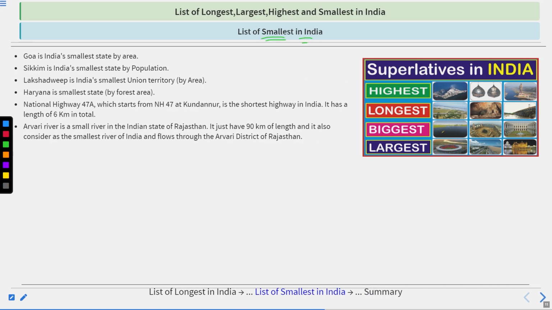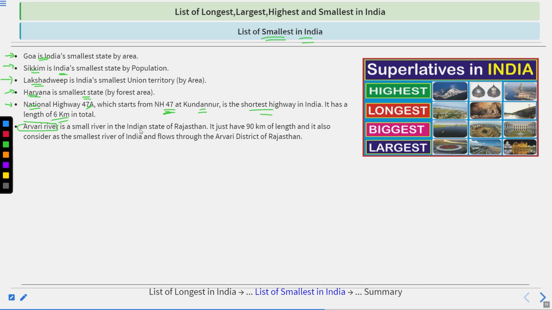Now let's have a talk on the smallest in India. Goa, the smallest state by area. Sikkim, India's smallest state by population. Lakshadweep, India's smallest union territory by area. Haryana, the smallest state in terms of forest area. National Highway 47A, which starts from 47 and goes to Kundanur, is the shortest highway in India. It has a length of 6 km only.